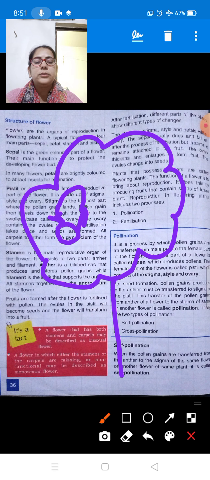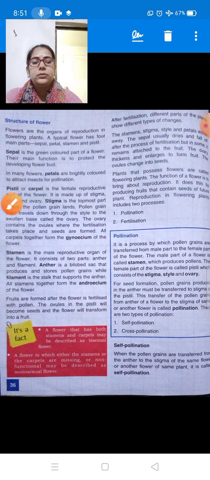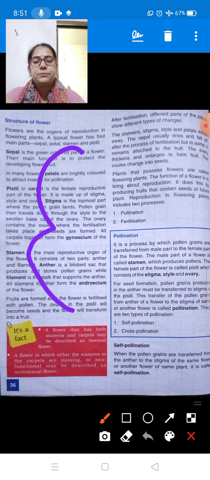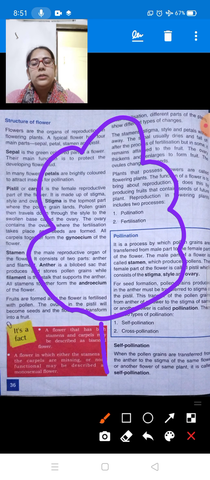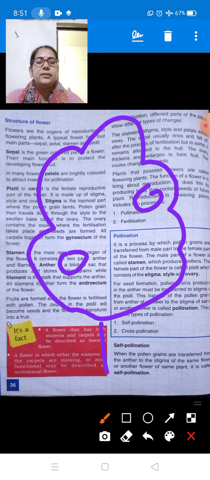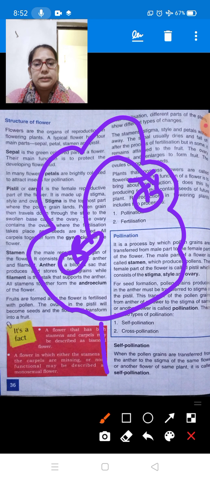And suppose, now again I am drawing a plant. Now if one flower is here and another flower is here, in one flower anthers are present and in the other flower the stigma is present. If the transfer of pollen grains takes place from one flower to another flower, but on the same plant, it is also called self pollination.